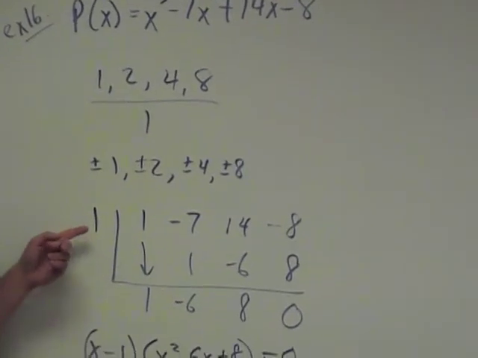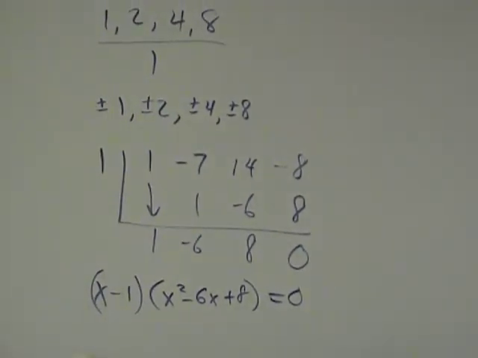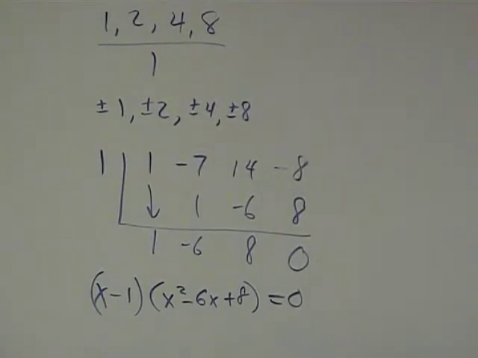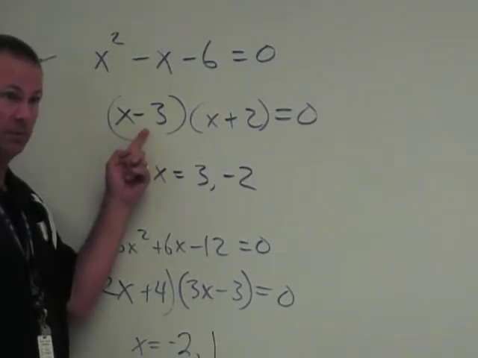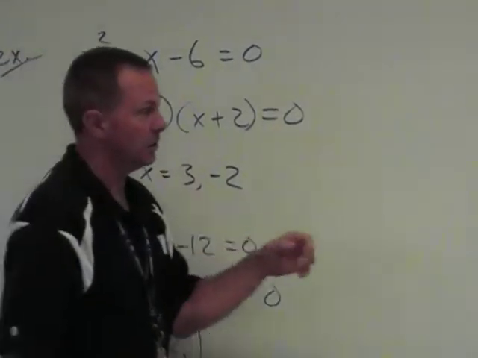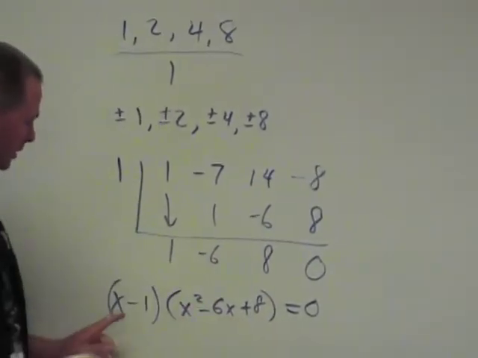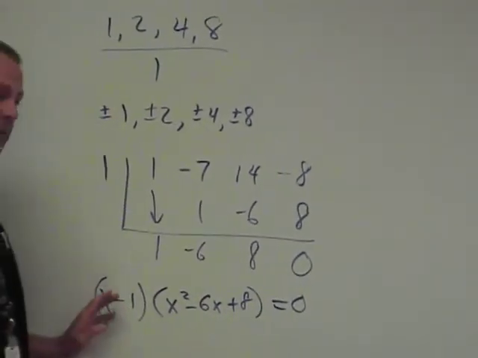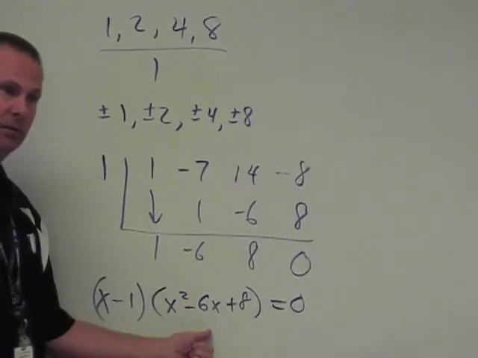Right here. 1 is a zero, just like 3 is a zero here, right? 3 is a zero, so it's written like this in the factored form. Okay? So if 1 is a zero, we write it like this, because we want to know what makes this whole thing go to 0. If x is 1, 1 minus 1 is 0. 0 times this whole thing is 0. Right? This is a factor.